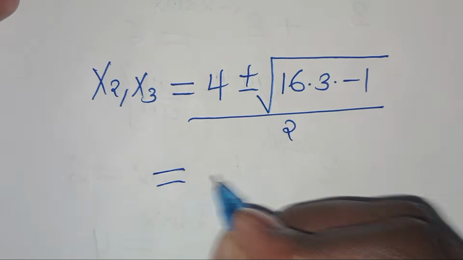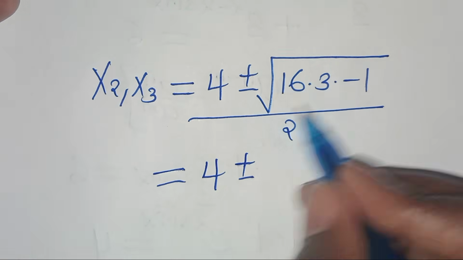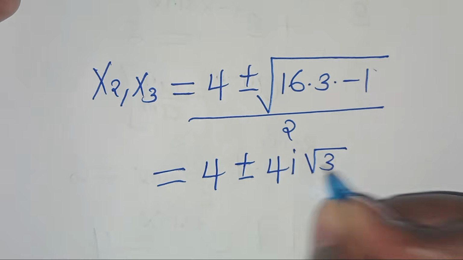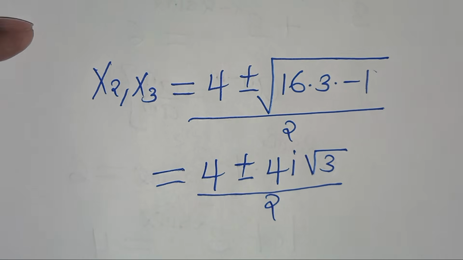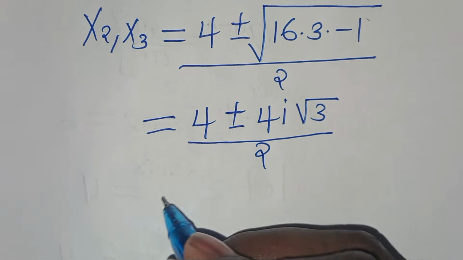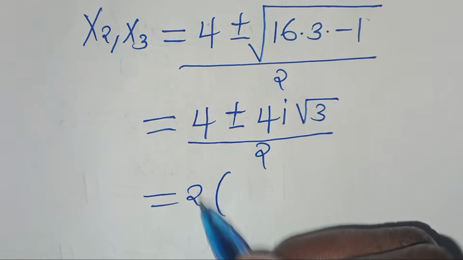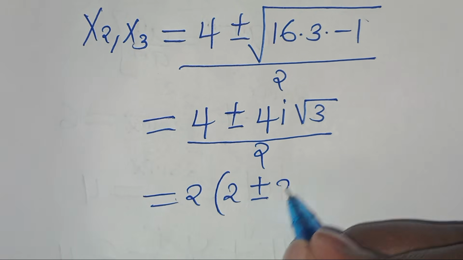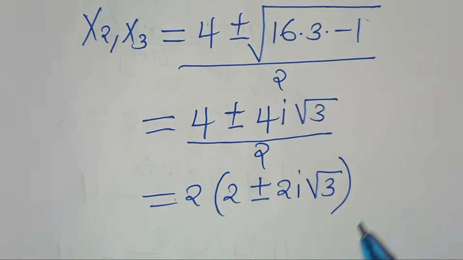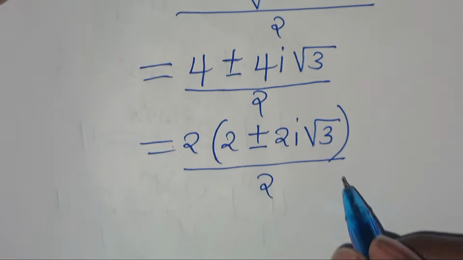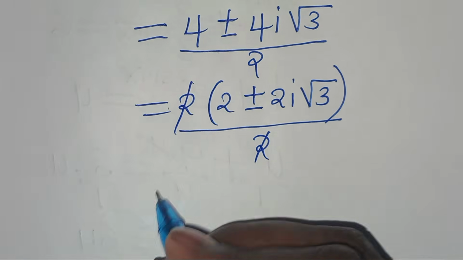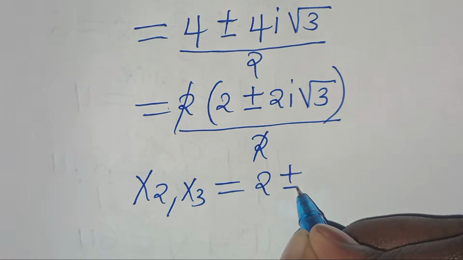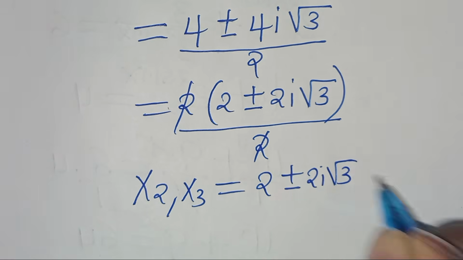So this implies that here we have 4 plus or minus the square root of 16, this is 4, square root of minus 1, this is i, then square root of 3 divided by 2. So in the numerator here, we can factor out 2, so that we have 4 divided by 2, this is 2, plus or minus 4i square root of 3 divided by 2, this is 2i square root of 3 divided by 2. So we can simplify 2 and 2 here, so that x2, x3 is equal to 2 plus or minus 2i square root of 3.